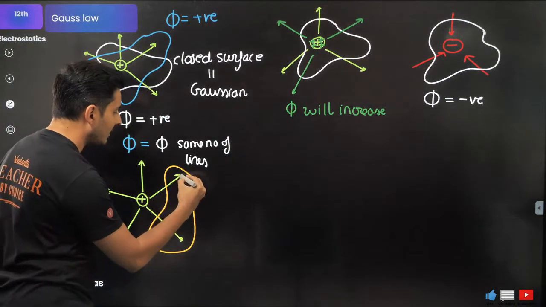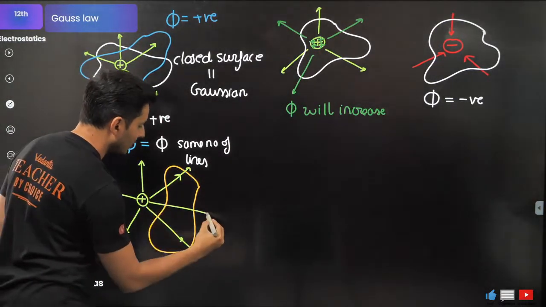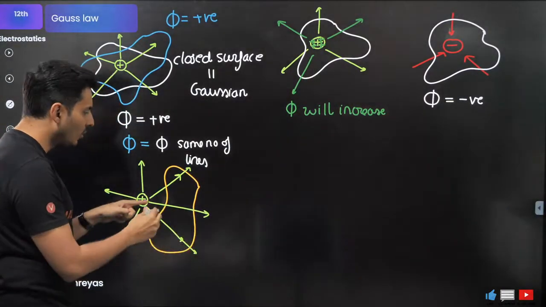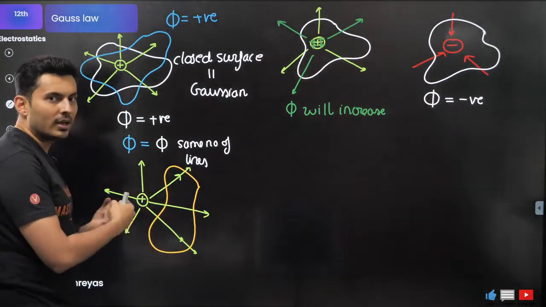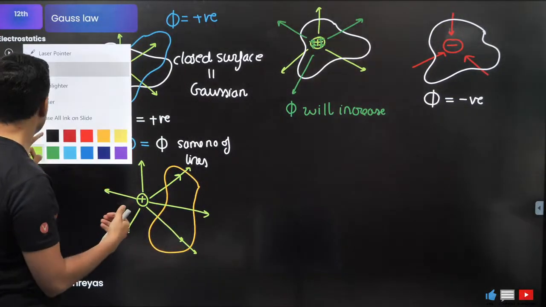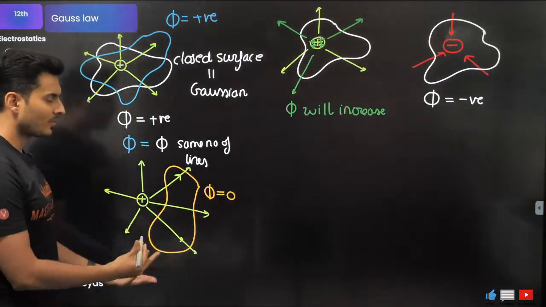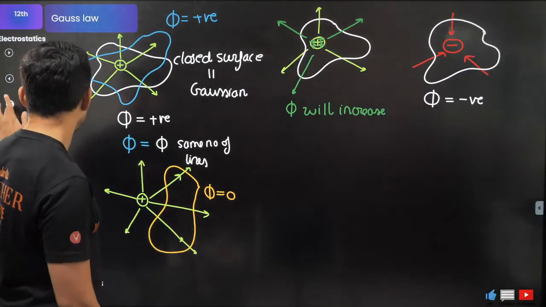Whatever field line goes in also goes out. Whatever is in is coming out. So there is no residual flux. There is nothing which is originating or terminating. Hence, the flux through this surface is definitely going to be zero. Everybody with me on this? Yes. Okay, let's try out something else now.